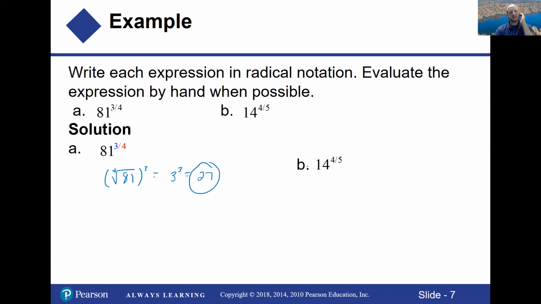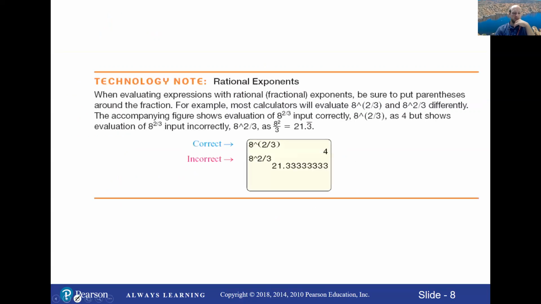And then 14 raised to the 4/5. Again, this one doesn't look like it's going to come out nice for us. So we can basically just only go as far as possible. So this could be the 5th root of 14 raised to the 4th. And that's really as far as we can go, okay? So this is not a whole number if you typed it into your calculator, so we can't evaluate it by hand. So this is really your answer. That's as far as it can go.